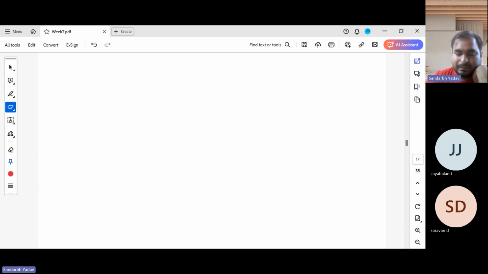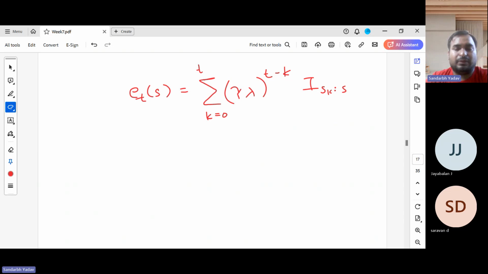Let's see what is happening. Eligibility at t of s is given by this formula: the sum over k equals 0 to t of (gamma lambda) to the power t minus k, times an indicator of whether at the kth step the state was this state s or not. Okay, so I am going to put the values in this formula and see how it goes. T in this case is 7, right? And k is the step.